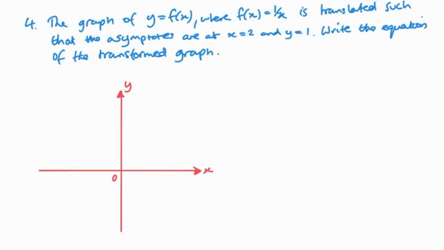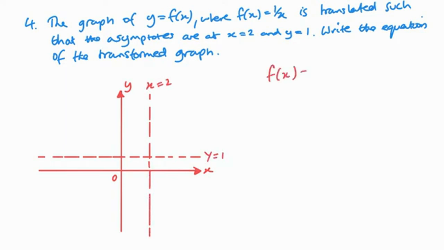So in this one, we know that the asymptotes are at y equals 1, which is across here, and x equals 2, which is something like this. So if I think of my original graph, my f of x, and I think of what's happening to f of x, it's increasing in the vertical direction by 1 unit. So that is f of x plus 1, and then I am moving it 2 units to the right, so that would be f of x minus 2 plus 1.